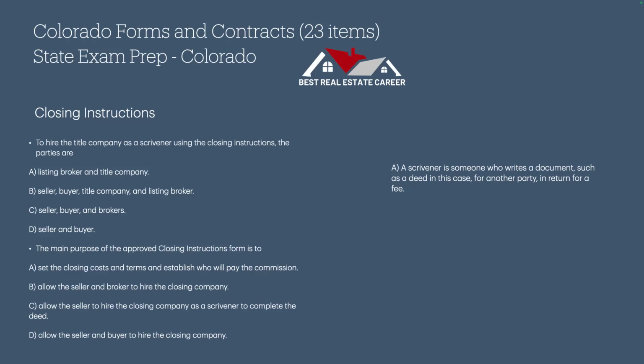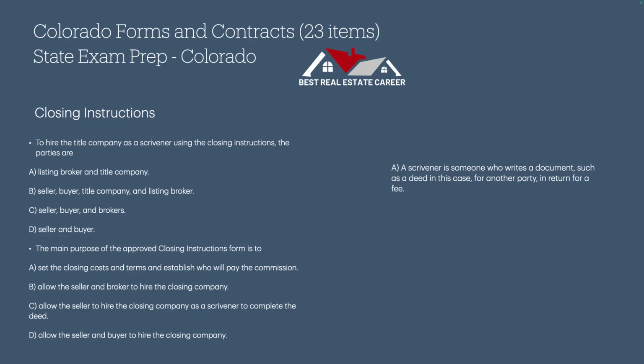All right. So we hire the scrivener. The scrivener is just a writer. That's all I want you to think about. The scrivener person, that's a scribe, they're writing, they're putting together documentation for us. But the actual parties to that agreement are the buyer, the seller, and the title company. A scrivener is someone who writes a document, such as a deed in this case, for another party in return for a fee. So there is a fee associated with this. The listing broker is the one that typically pays it.